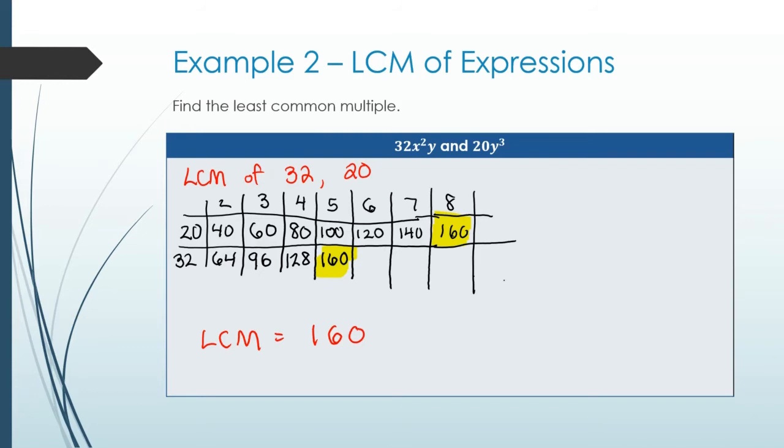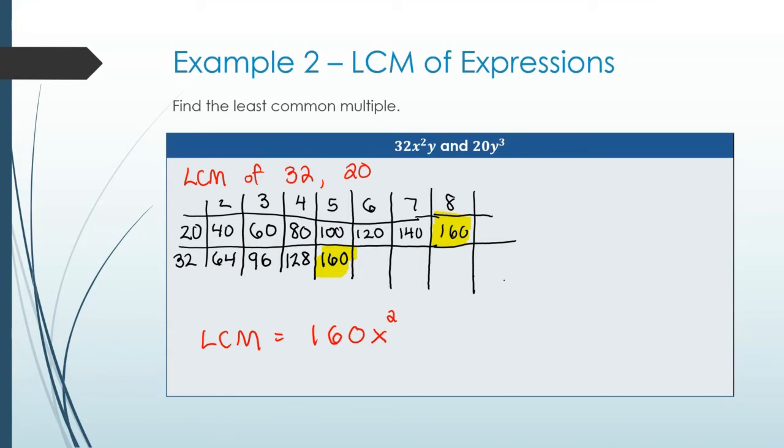Next, we want to look at the variables, so we're going to look at our letters. I have x squared, and then I don't have x in the 20y cubed. If it doesn't exist in one of the things, it has to exist because we're building something bigger. If it exists in one of them, it has to exist in our common multiple. So since I have an x squared in at least one of the terms, I need to have x squared in my least common multiple.